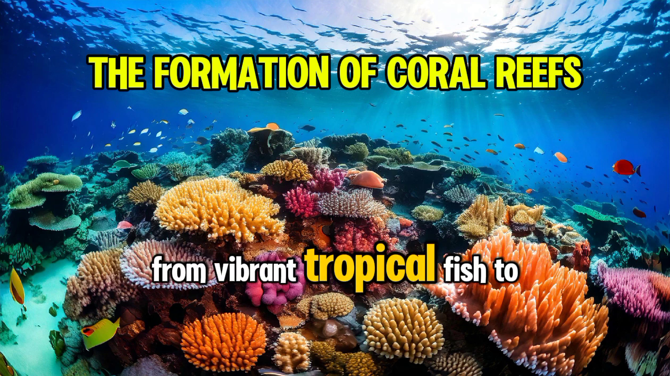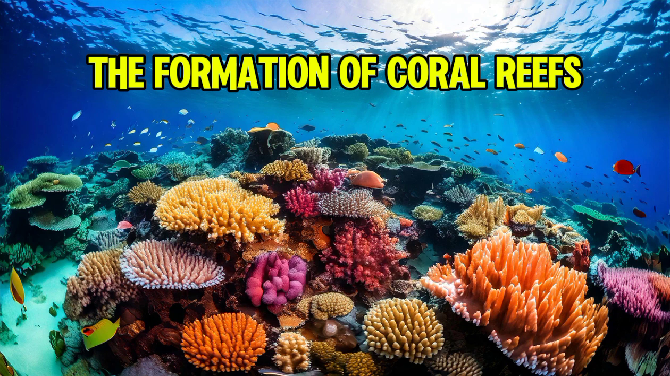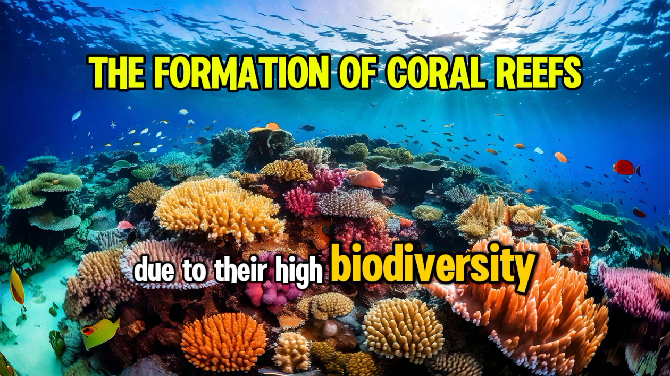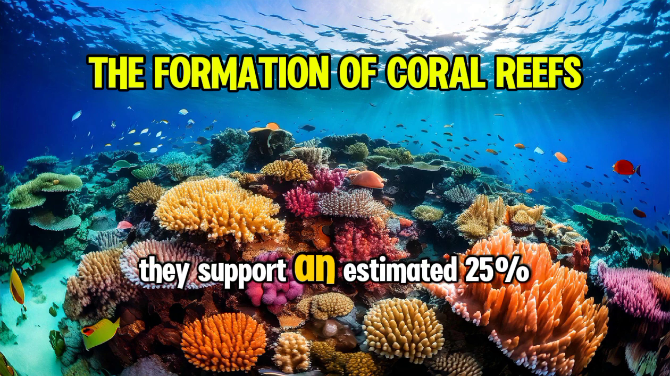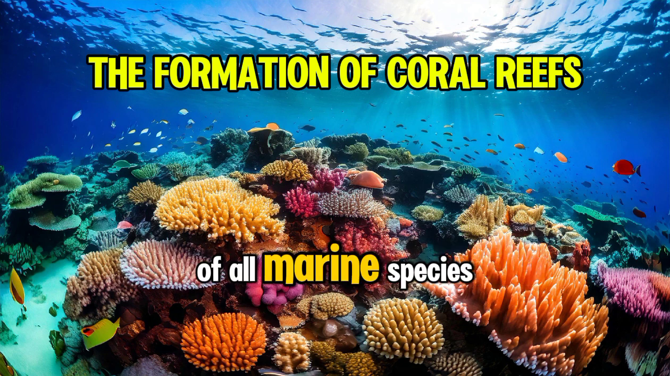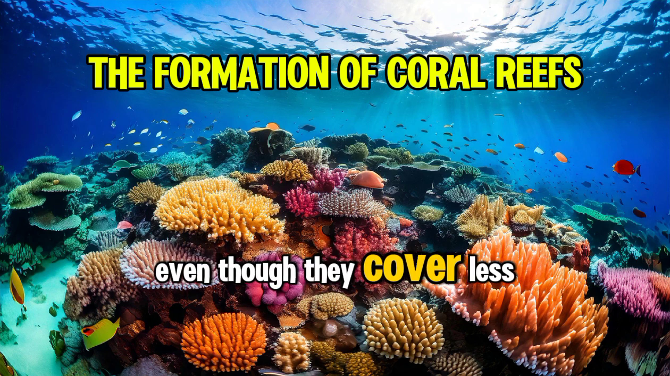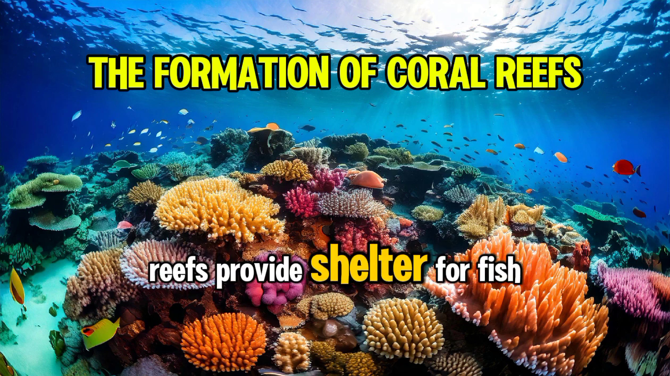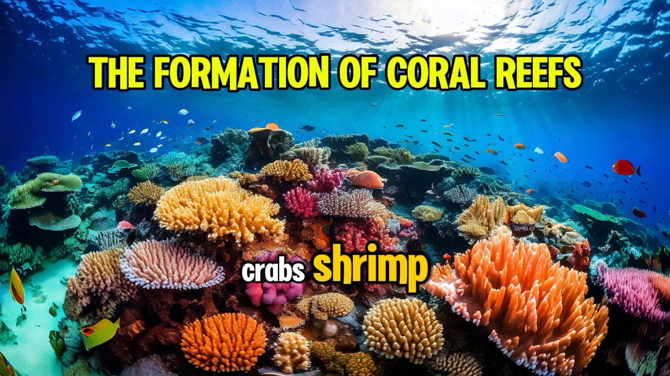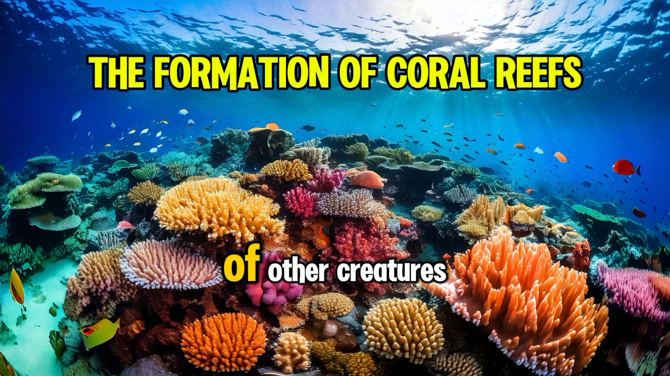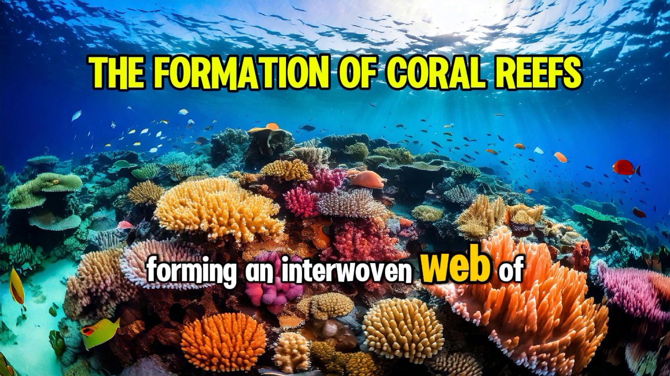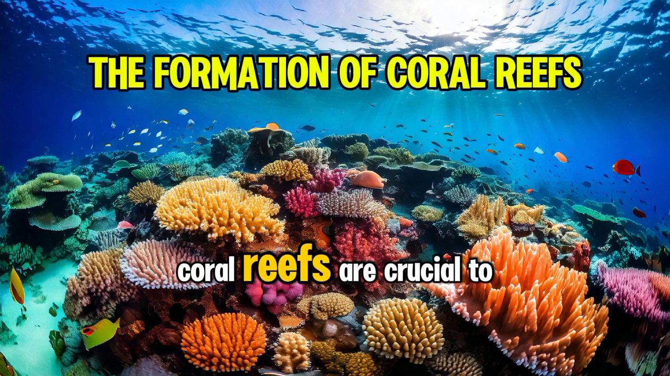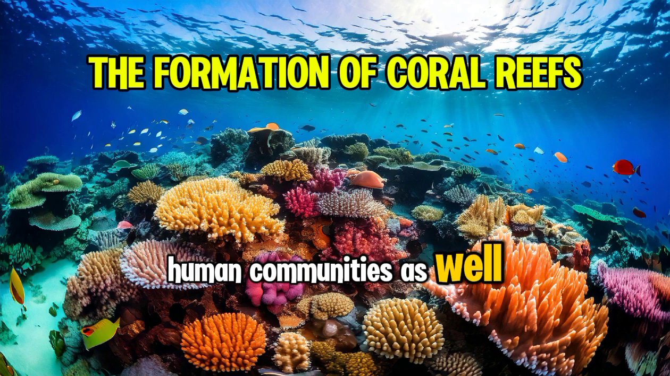From vibrant tropical fish to larger predators, coral reefs are often called the rainforests of the sea due to their high biodiversity. They support an estimated 25% of all marine species, even though they cover less than 1% of the ocean floor. Reefs provide shelter for fish, crabs, shrimp, sea turtles, and a multitude of other creatures, forming an interwoven web of life. Beyond their role as habitats, coral reefs are crucial to human communities as well.